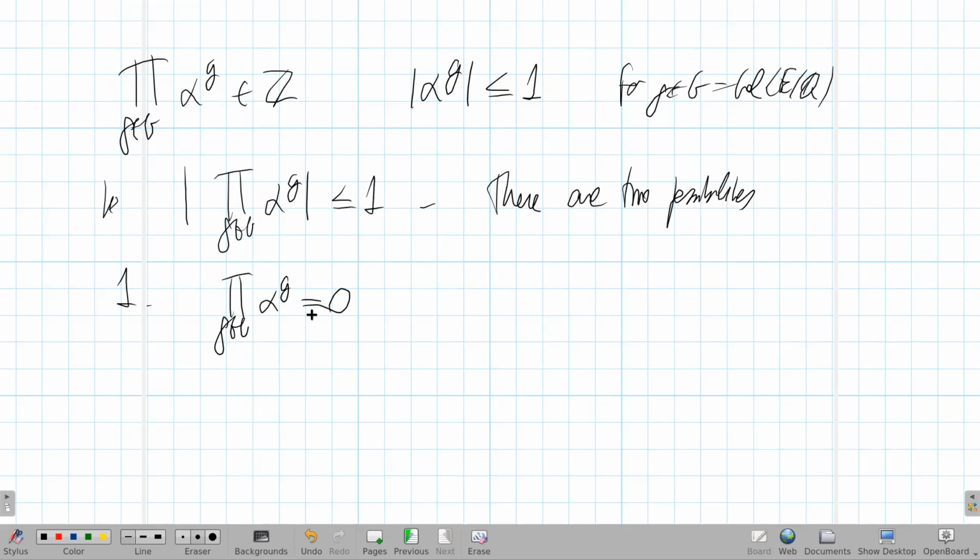Of course, we are in the complex numbers, so a product can be 0 only if one of the factors is 0. And then, of course, you apply G inverse and you obtain that alpha is 0. And this was one of the possibilities.